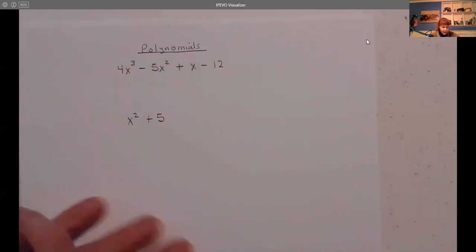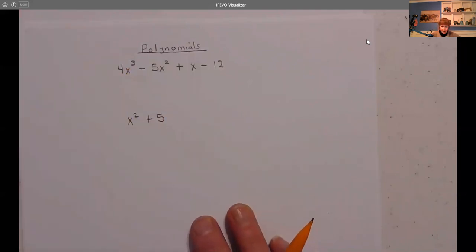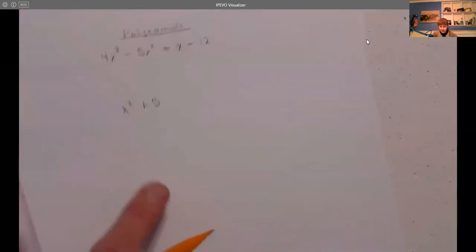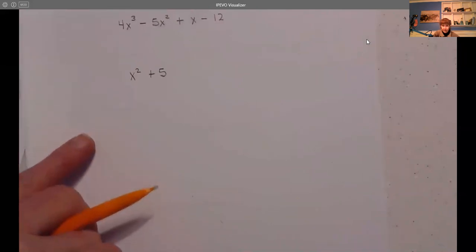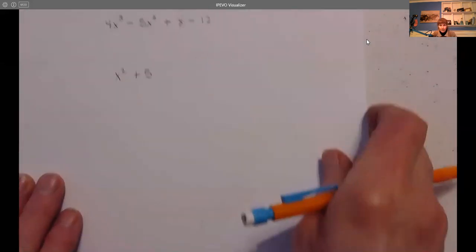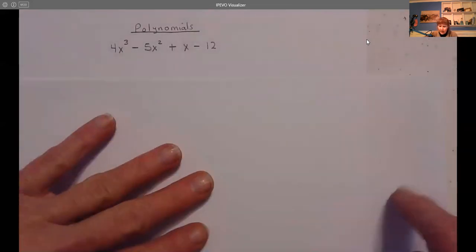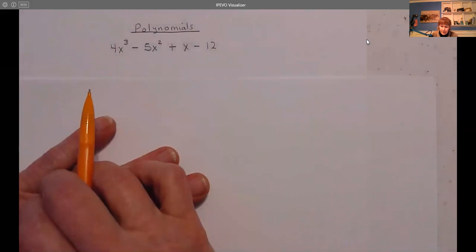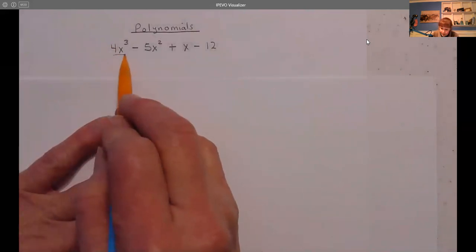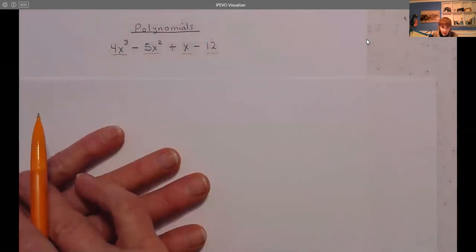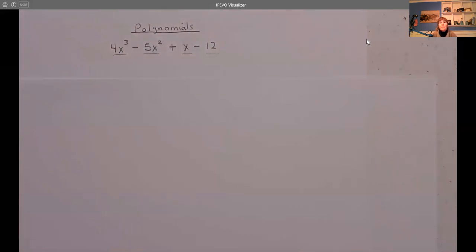All right, so what we have is we have a polynomial here. Let me get all these straightened out, sorry about that. All right, a polynomial is made up of two or more terms. Now, each of these groups right here, each of these is called a term in the polynomial, and these terms are separated by plus or subtraction signs.